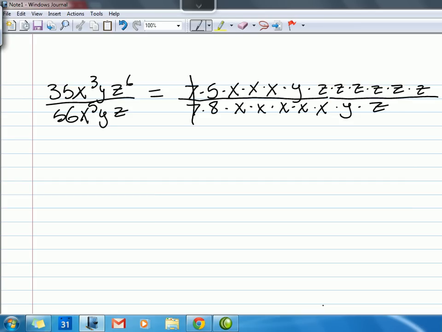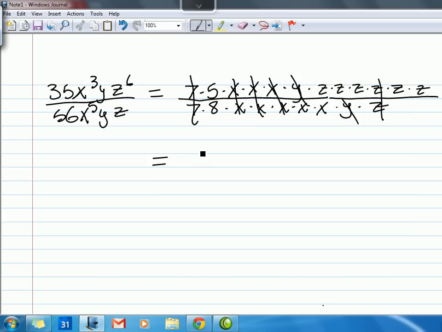So here we can cancel out the 7's. We can cancel out the x's, some more x's, some more x's. That looks about it for the x's we can cancel. We can cancel out a y. We also can cancel out just 1 z. So then it will help to rewrite every single thing that you have.